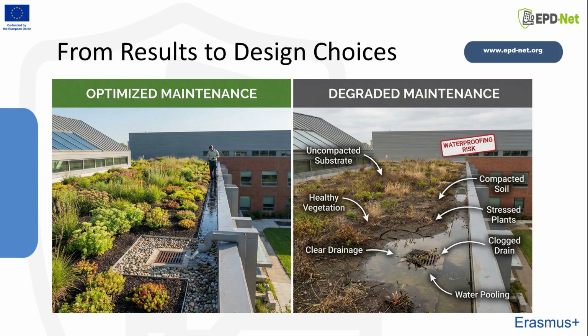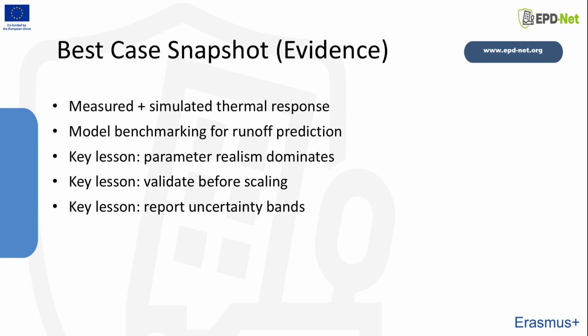Maintenance is not a footnote, it is a performance input, because clogged drains, compacted substrate, or degraded vegetation can change both runoff and thermal behavior. A good simulation report makes these dependencies explicit. A practical deliverable is a short table that maps each design lever to its expected direction of effect and the main uncertainty driver. The evidence snapshot highlights two messages.